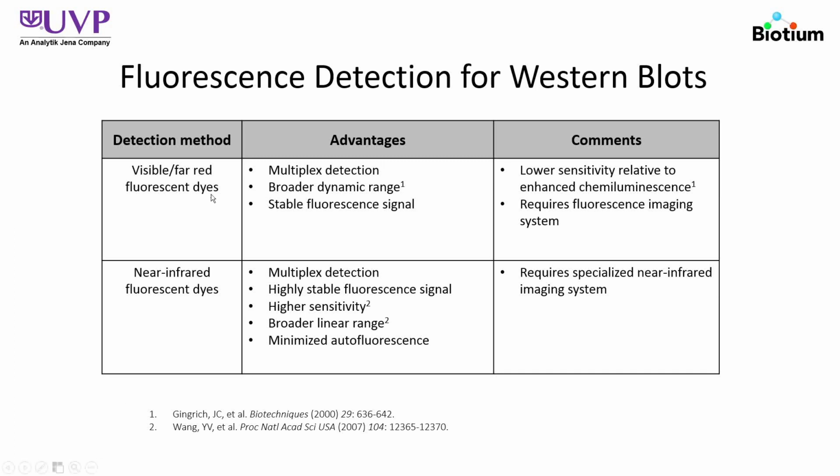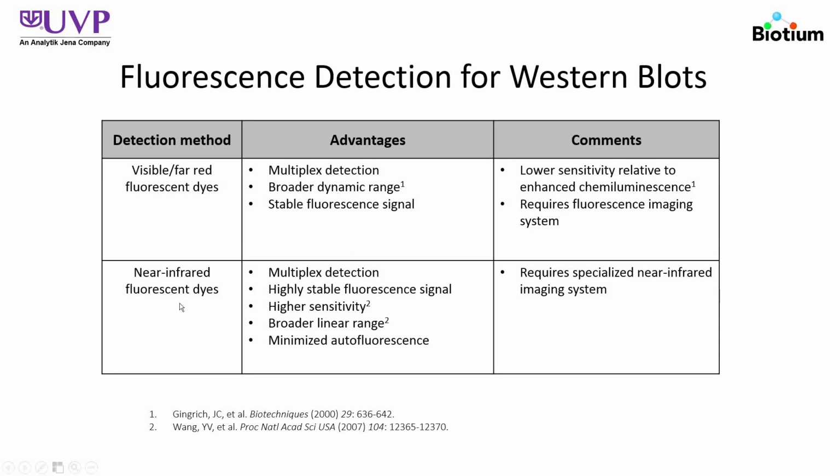So you may be familiar with fluorescent dyes for other applications like fluorescence microscopy or flow cytometry. These dyes really haven't been used in Western blotting primarily because they have a lower sensitivity compared to chemiluminescence. They have been shown to have a broader dynamic range, and they have the advantage of a stable fluorescent signal. But due to the lower sensitivity, they really haven't caught on in terms of Western blotting.